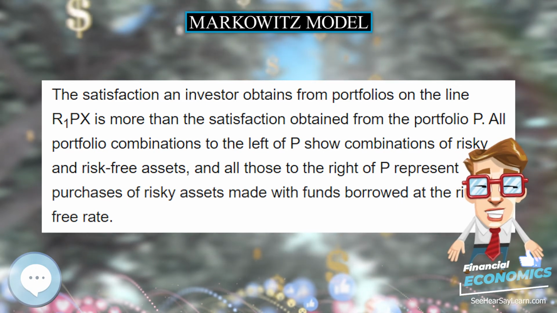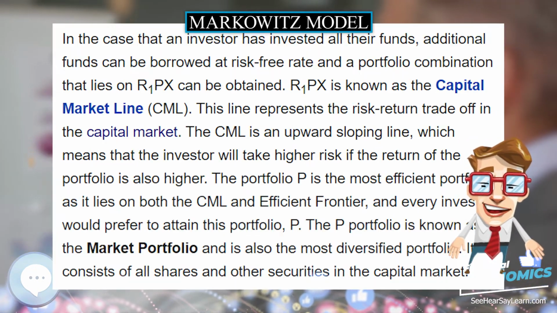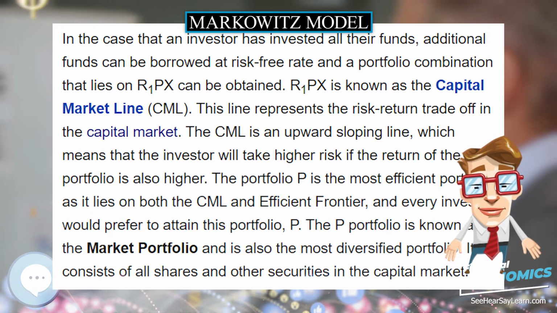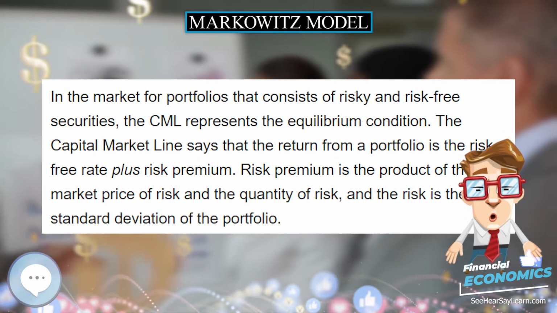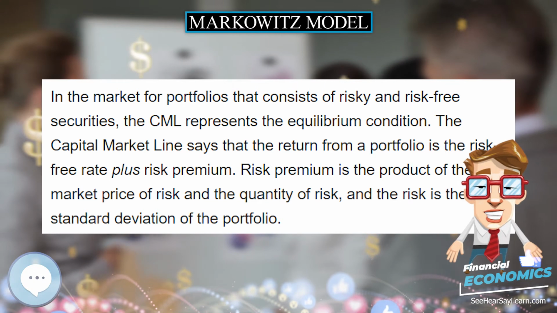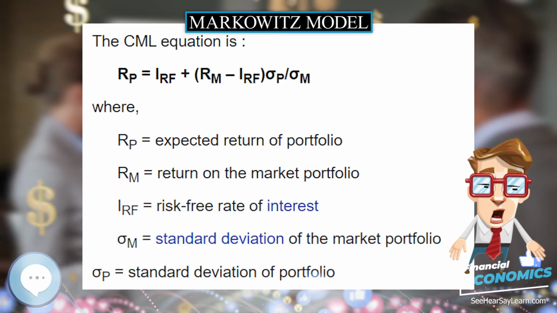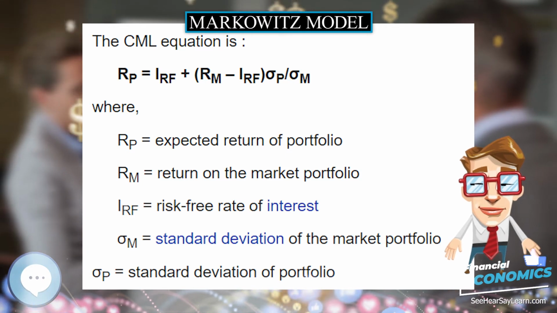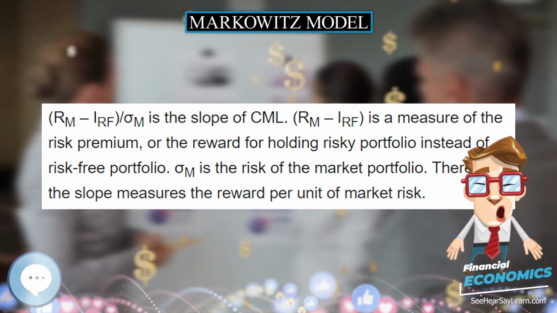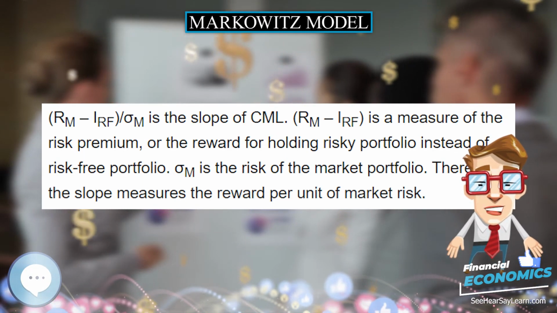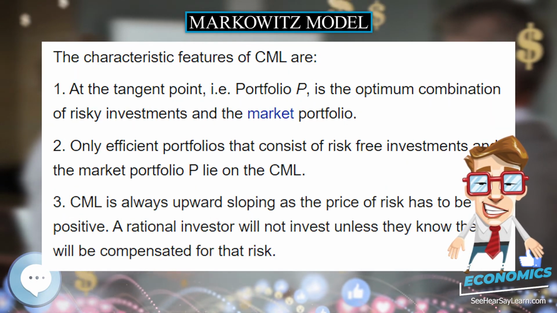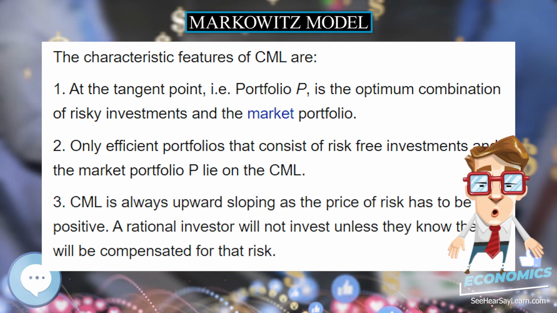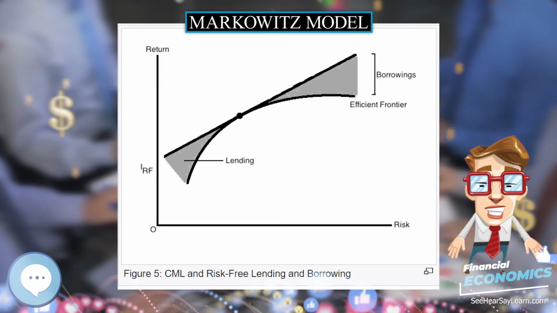Figure 5 shows that an investor will choose a portfolio on the efficient frontier, in the absence of risk-free investments. But when risk-free investments are introduced, the investor can choose the portfolio on the CML, which represents the combination of risky and risk-free investments. This can be done with borrowing or lending at the risk-free rate of interest, IRF, and the purchase of efficient portfolio P. The portfolio an investor will choose depends on their preference of risk.